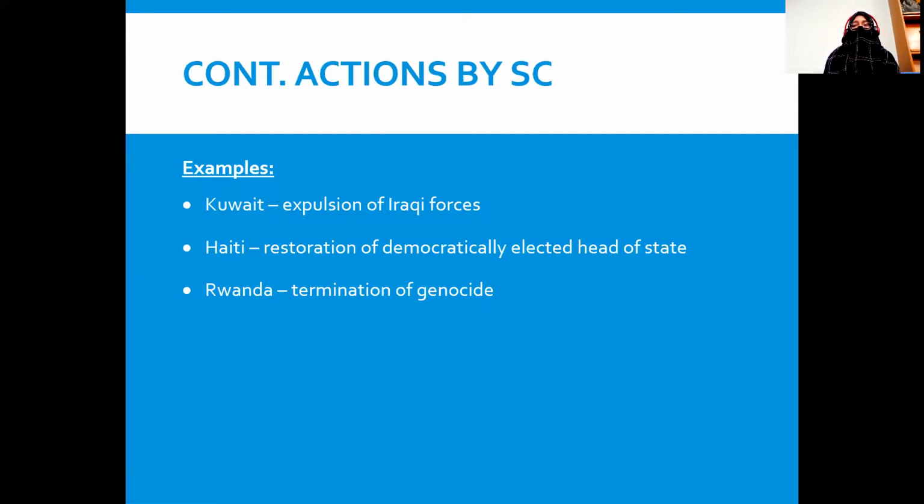Now, there are some examples where the Security Council used force in order to restrict other states from attacking the sovereignty or integrity of certain states. The first example is Kuwait, when Iraq intervened in Kuwait and started waging war and trying to take over Kuwait. That is when the Security Council intervened and tried to stop Iraqi forces. The next example is Haiti, where the Security Council restored the democratically elected head of state and then tried to make peace in that state. The last example is Rwanda, in which the Security Council intervened in order to terminate the genocide.